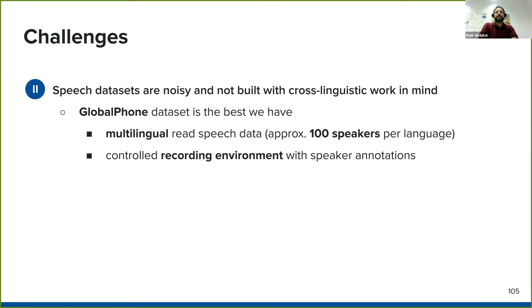This dataset was collected and recorded in a controlled recording environment, and it has speaker annotations. Every utterance is associated with metadata about the speaker regarding gender and age. And it's orthographically transcribed. That's how we were able to obtain the spoken segments that correspond to words, by applying forced alignment. But it only exists for around 20 languages. So the language coverage is not that great, but it's the best that we have for this kind of research.